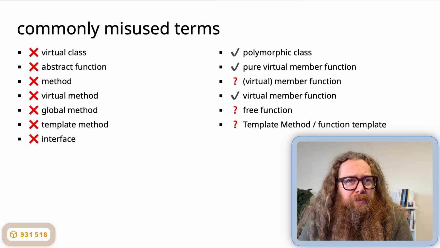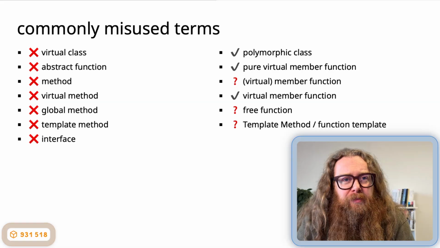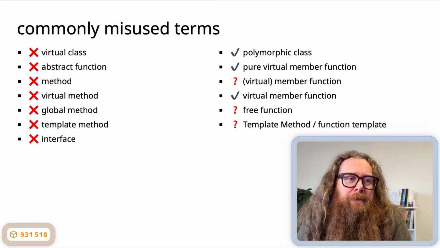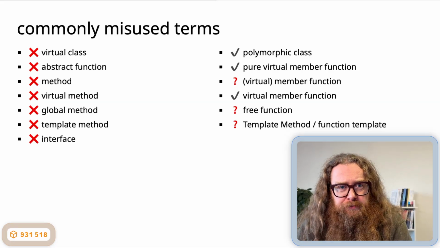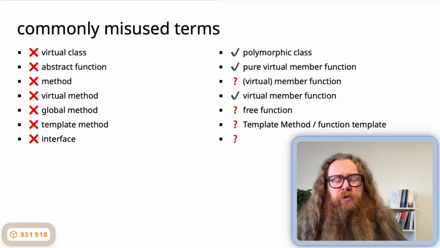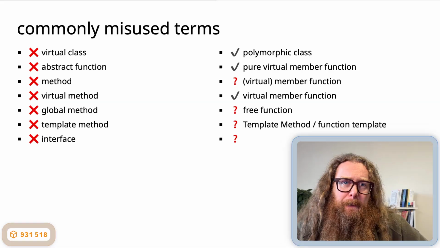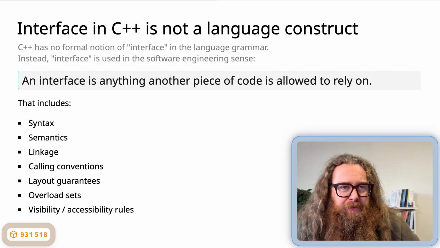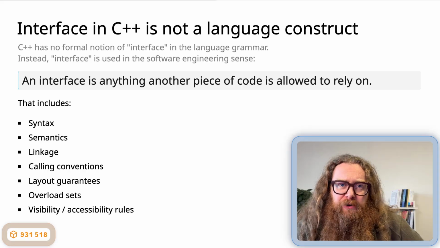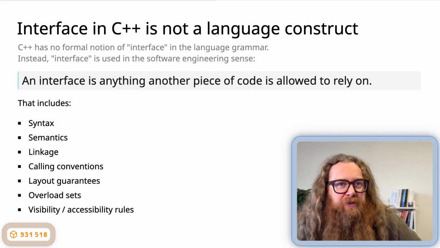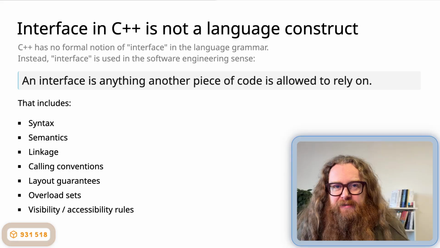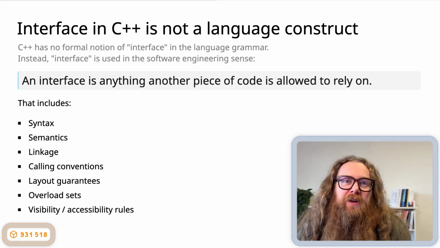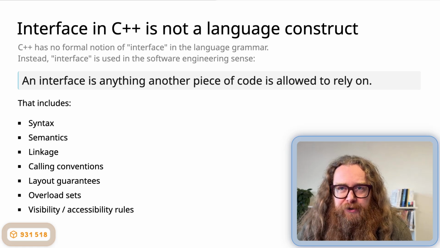Another tricky term that is used, this is taken over from other languages, is the term interface. So what does that mean? Interface in C++ is not a language construct. Languages like Java or C#, they have a keyword interface, and an interface in those languages is considered whatever is defined by that keyword. But C++ does not have such a keyword.